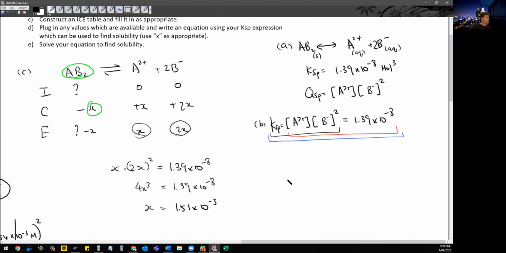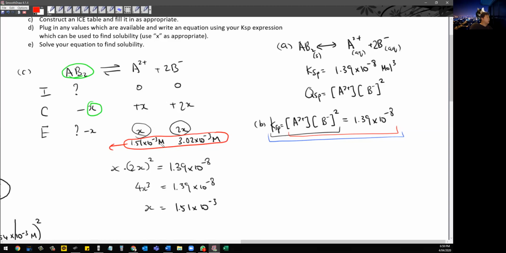So what that value means is that when this solid goes into the water, you're going to have 1.51 times 10 to the power minus 3 mole per liter of that substance. And then double that, 3.02 times 10 to the power minus 3 mole per liter of that amount. But then if you combine that, that's KSP.